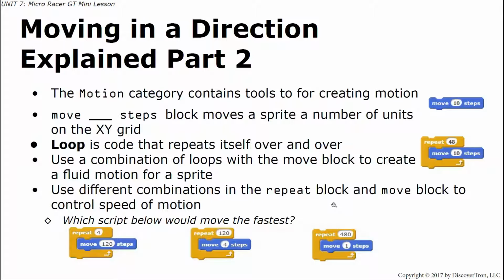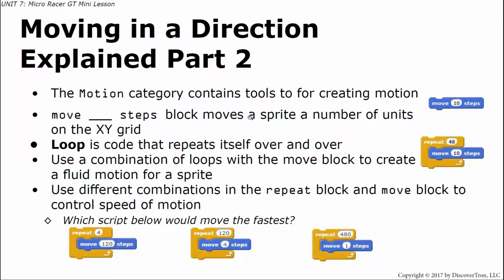Alright, next, whenever we start moving with the motion of our sprites, we're going to use this little block here called move 10 steps. If you put this in your program and try running it a few times, you won't get very good results, because you have to repeat this motion over and over again to give the appearance that the object is actually moving at a particular rate.